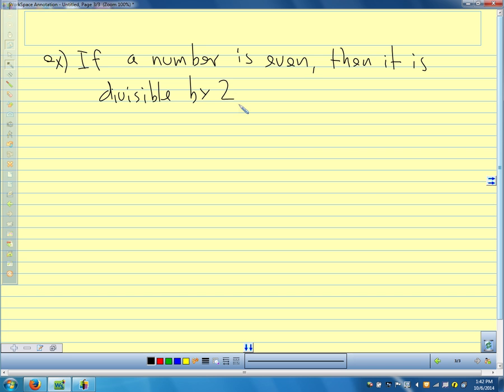Then it is divisible by 2. Is that a true statement? Yeah. The number is even, it has to be divisible by 2. So this is true. So that conditional statement is true.